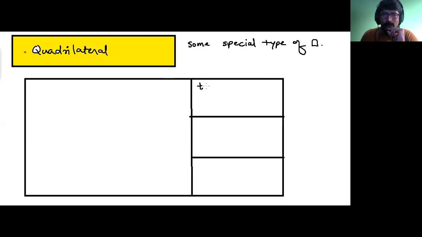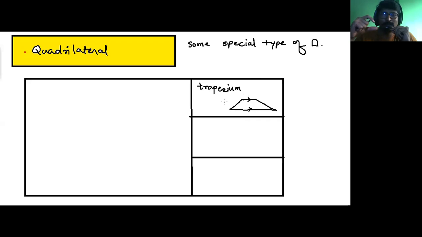One is trapezium. Now, how does it look? Trapezium looks something like this. One pair of the opposite sides would be parallel to each other, and the other pair would be non-parallel. So this is how the trapezium is going to look.